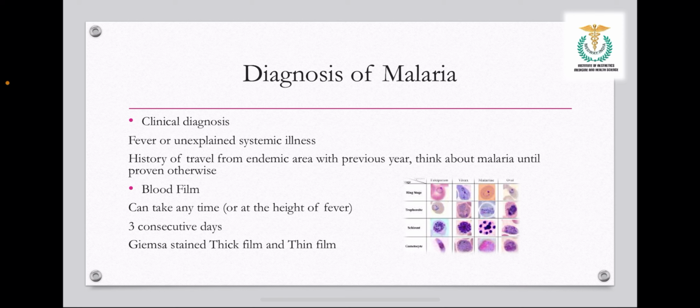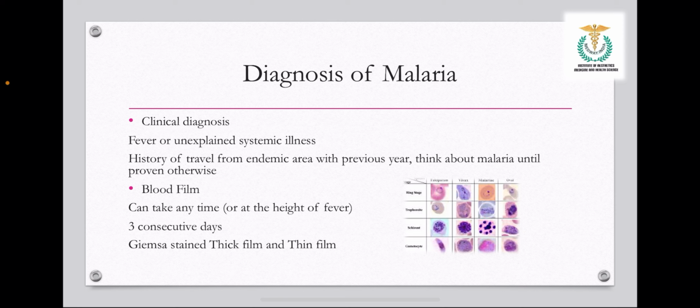Next is the diagnosis of malaria. Initially, while diagnosing, you have to do the clinical diagnosis: examine for fever or unexplained systemic illness, and ask for the history, medical history, family history and all. Ask about their travel from endemic areas within the previous year, and think about malaria until proven otherwise. So ask about their travel history, medical history, general health history, and medications history too.